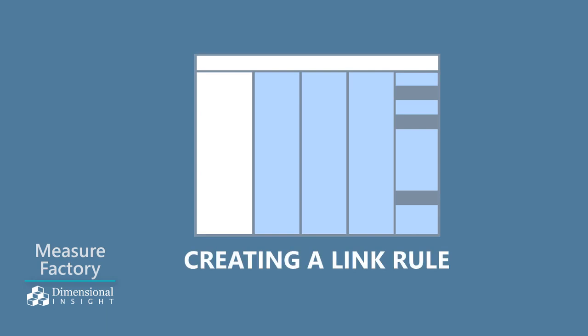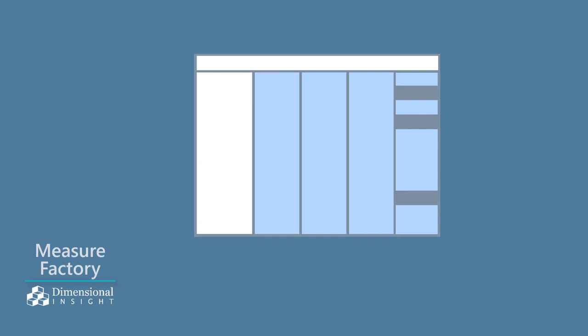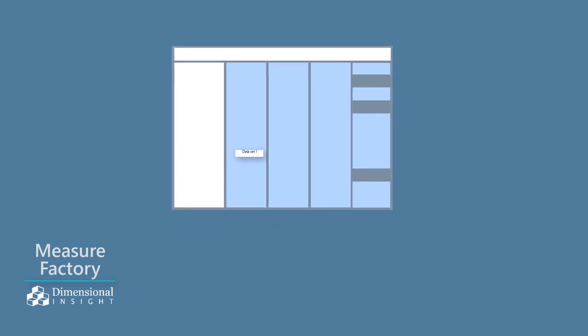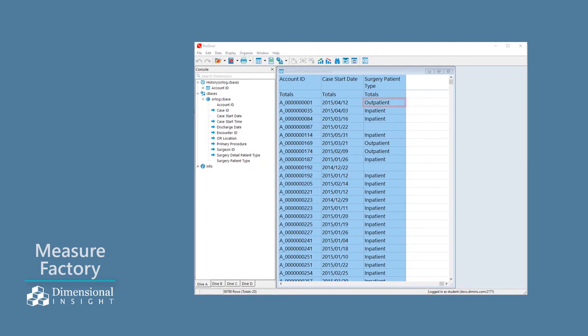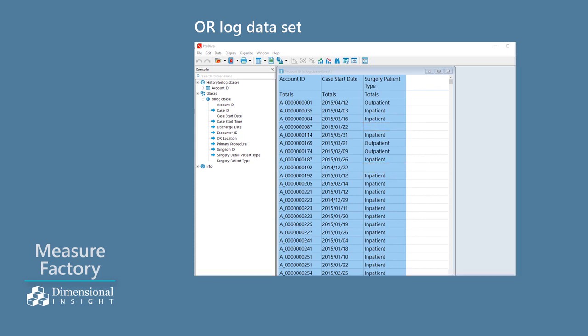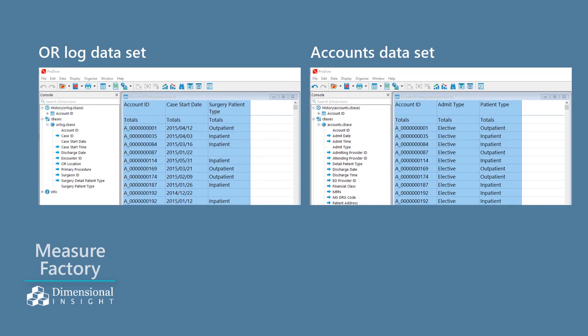In this demonstration, we'll create a link rule. You use a link rule when the data you want to work with is in two separate data sets. For example, let's say you want to count all the outpatient records in your OR log dataset as identified by the values in the surgery patient type column, but some records are missing that value. You could use a link rule to retrieve the missing data from another rule, patient type, in the accounts dataset.